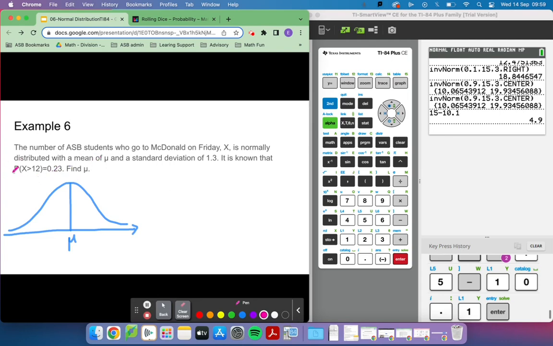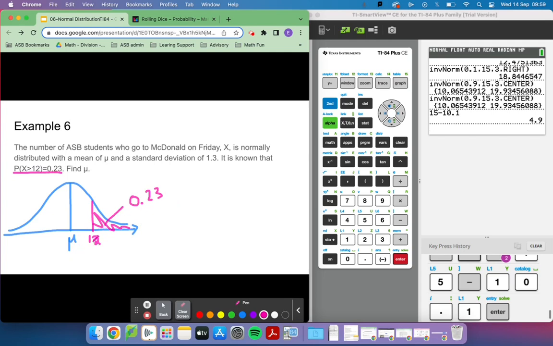So let's first represent this on our bell curve. Probability that x is bigger than 12 is 0.23. So bigger than 12 will be somewhere here, because this probability is going to be 0.23. Now, this value is 12. So the probability that x is bigger than 12 is 0.23.